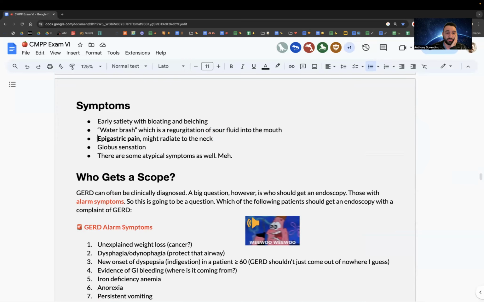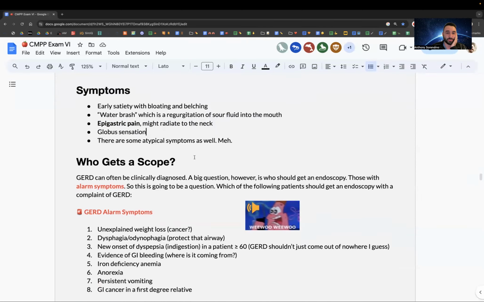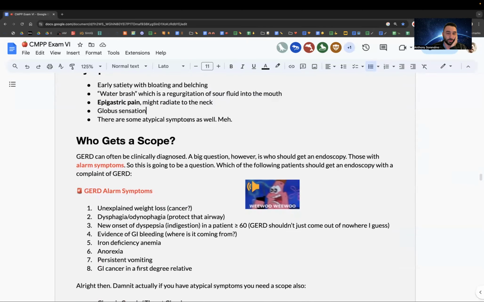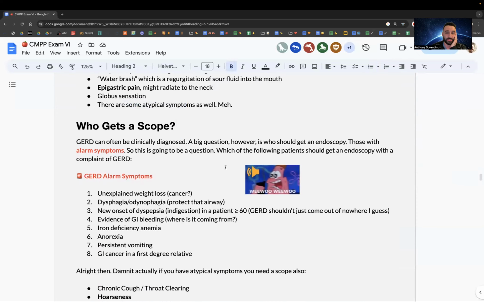So that's definitely a very important symptom you want to rule out, like for an MI, but you're going to get this with GERD, right? That's why it's called heartburn. And it can also radiate to the neck. The globus sensation, which is the feeling of having something stuck in your throat. And then there's some atypical symptoms, which I didn't think were important, but they actually are. So we'll get to that in a second.